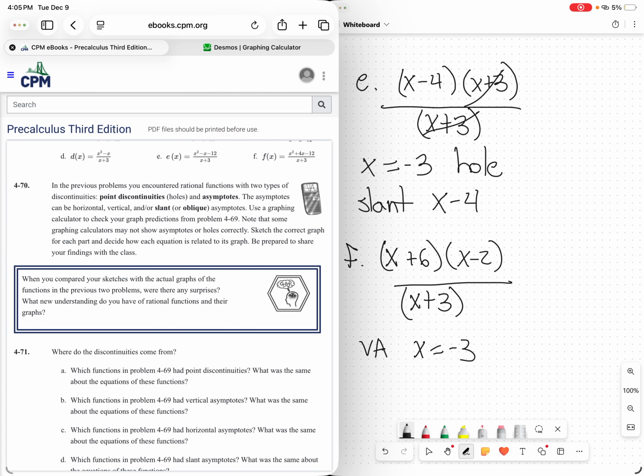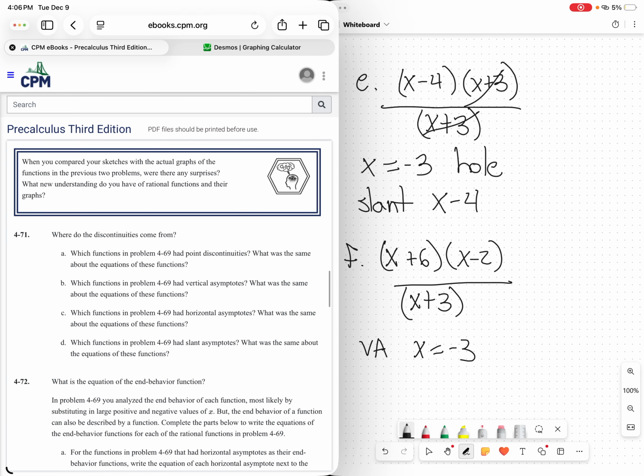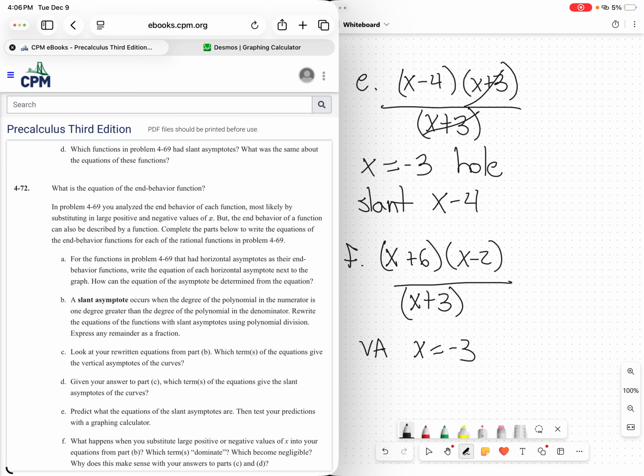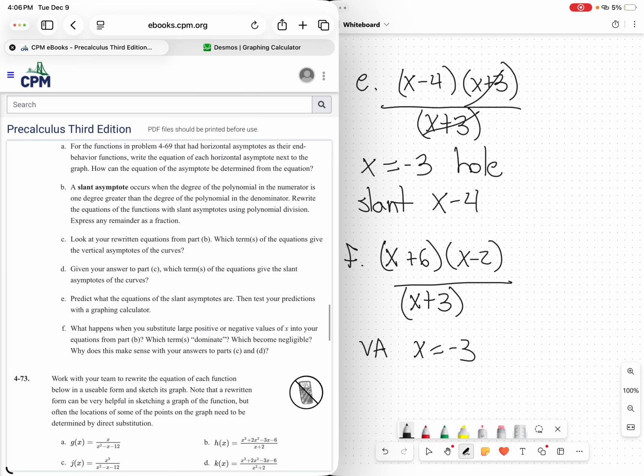Okay, so in the previous problem, you encountered functions with two types of discontinuities: points or holes, and asymptotes. Asymptotes can be horizontal, vertical, or slant. It just says check those, right? And then sketch those graphs using a graphing calculator. You're welcome to go do this. And then where do the discontinuities come from? They come from the rules we established. The vertical comes from the denominator can't equal 0, and then a slant comes from that long division if there is no horizontal asymptote.